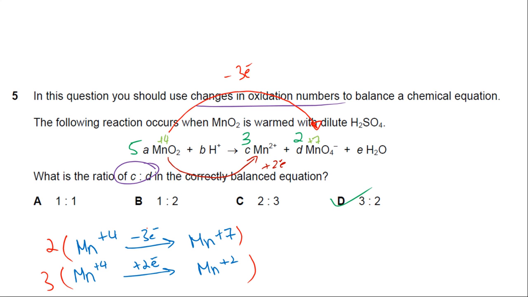However, I'll still go on and find B and E as well. Now you can clearly see that we have 10 oxygens on this side, and over here we have 8 oxygens. So E should be 2, so that I have 10 oxygens on this side as well. Now this makes it 4 hydrogens here, so to balance the hydrogen off, I add 4 here. I hope that makes sense.